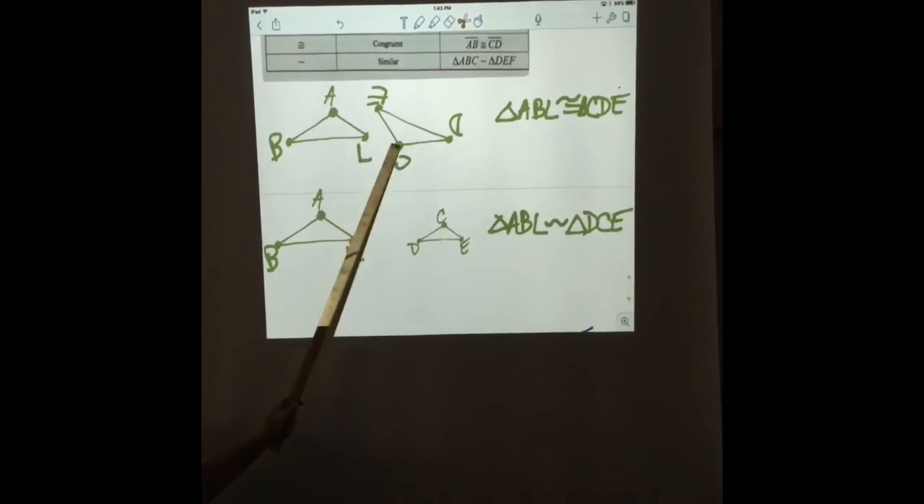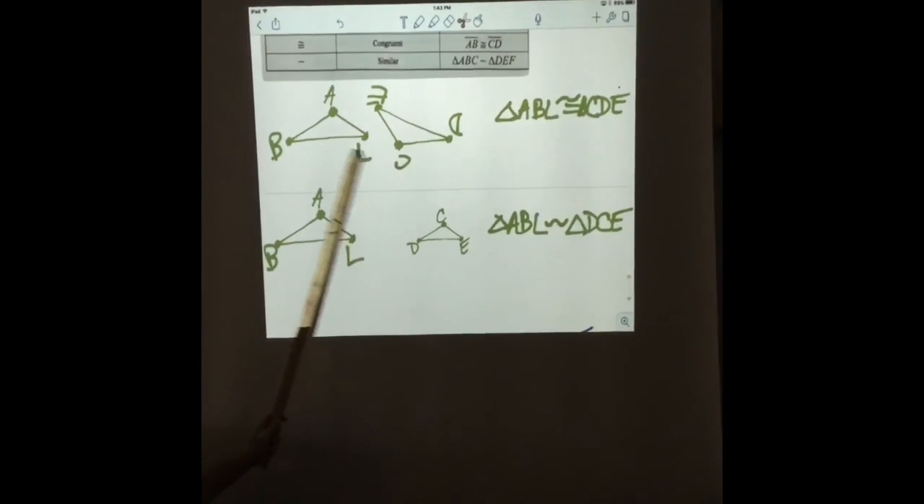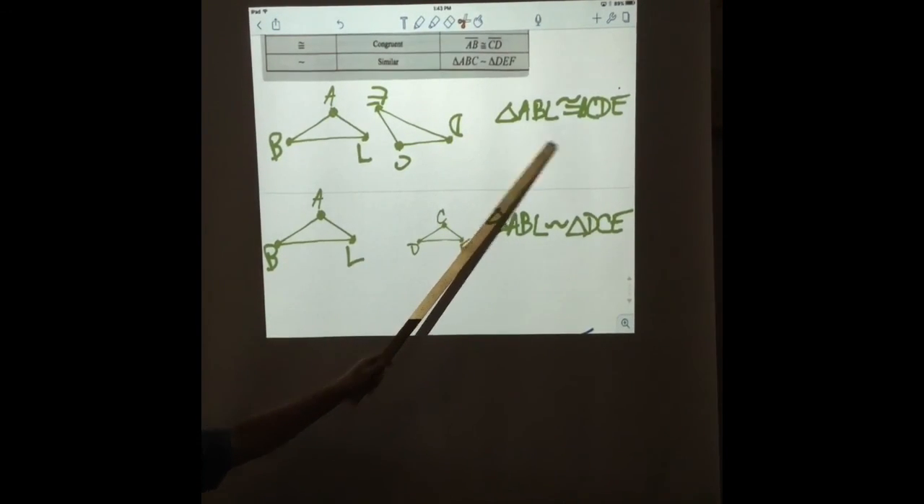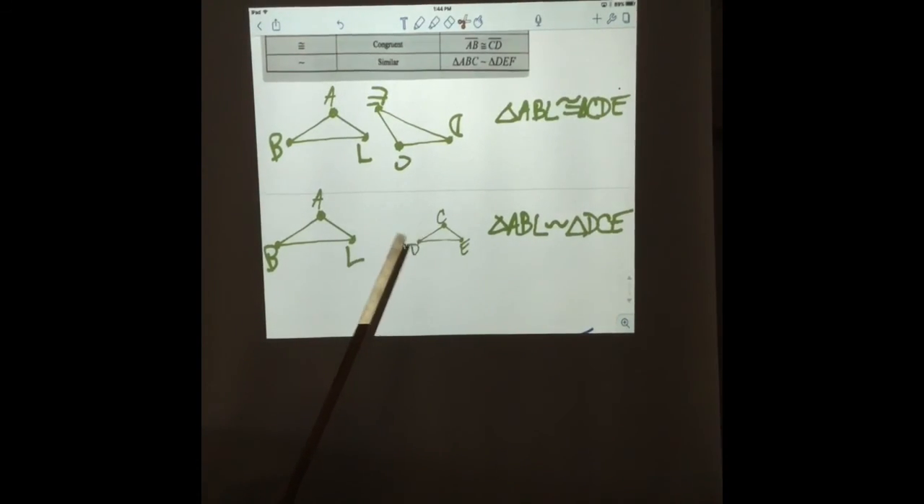Would this still be congruent? Yes, it would. Why? Because it's the same size. All I did is turn it. So it's still congruent. This is still true. It's congruent, but I just flipped it around. So don't let flipping around throw you for congruency. And what is this? This is similar. Not congruent, not the same size, but it's similar.